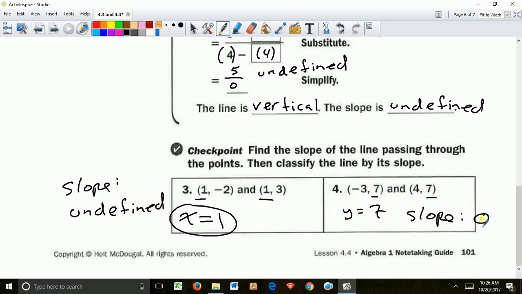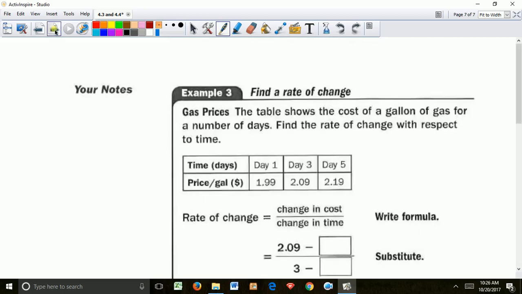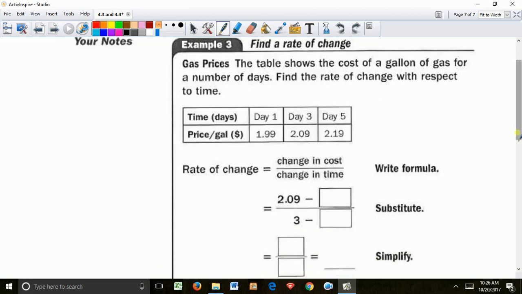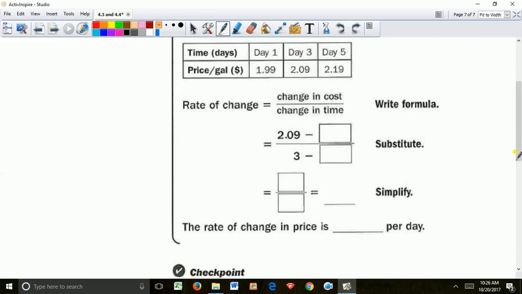All right, moving on to the last page. Gas prices. The table shows the cost of a gallon of gas for a number of days. Find the rate of change with respect to the time. So in this case, the time is the independent variable. The price is the dependent variable. The price is depending upon the time. So the rate of change is given by the change in cost divided by the change in time.